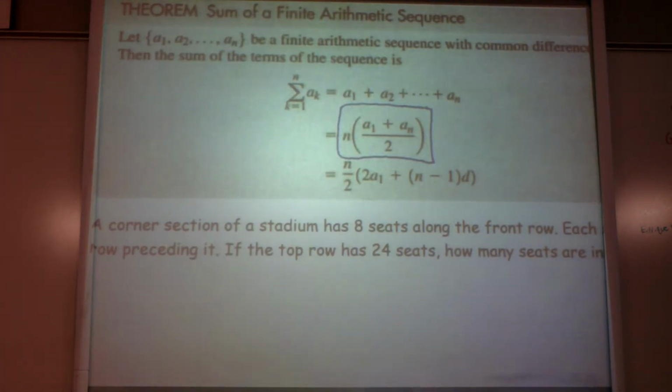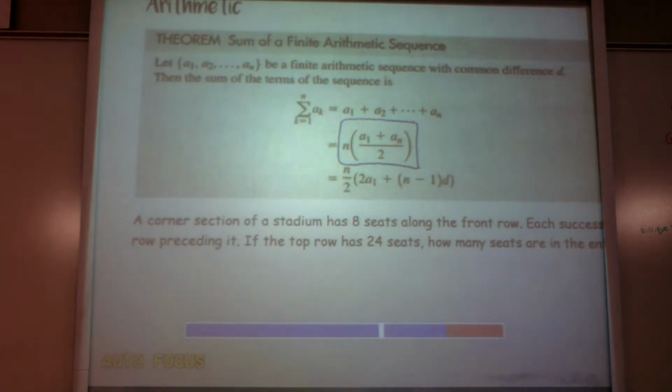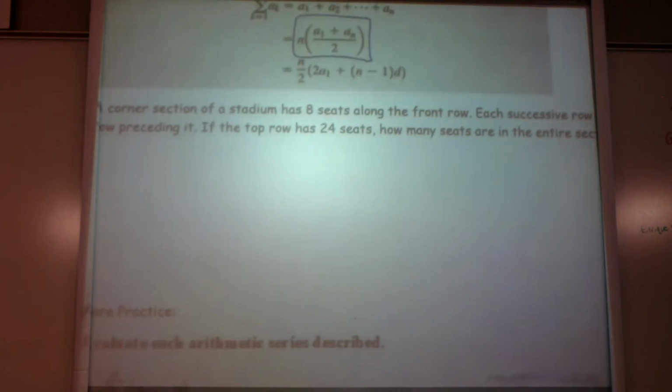If you guys are planning to take 1050 next year, we do go over sequences and series, so this is good for you to see it now, and this is the main formula that I use, and that most people use. Now let's put this into a real world context. Do a story problem, okay?